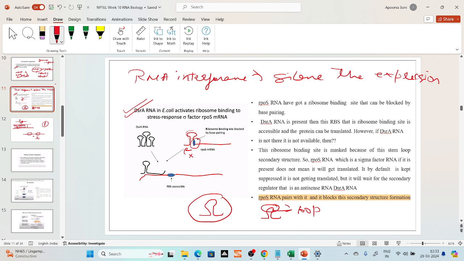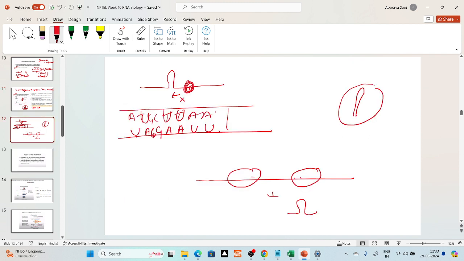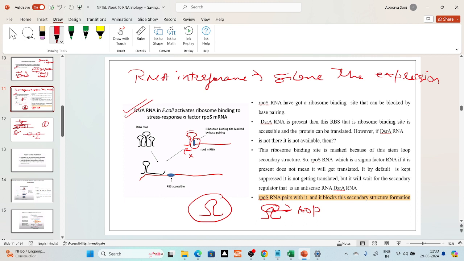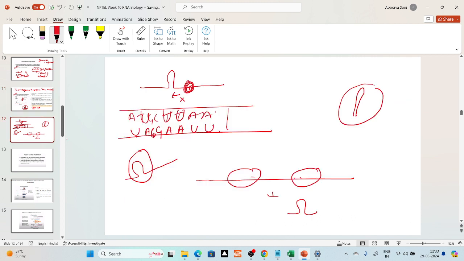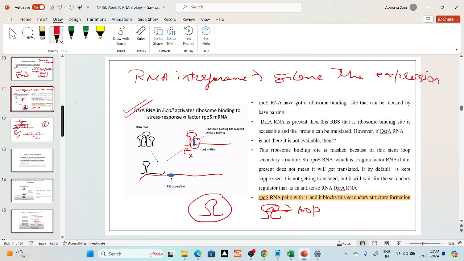So what you have to understand is that this RPOS mRNA has a tendency to form this secondary structure. But before this RPOS mRNA can form this secondary structure, this DsrA RNA will come and bind with this. So before it can form a secondary structure, it will form a double-stranded structure like this. So there is no blockage of the ribosome binding site, and your translation can happen.